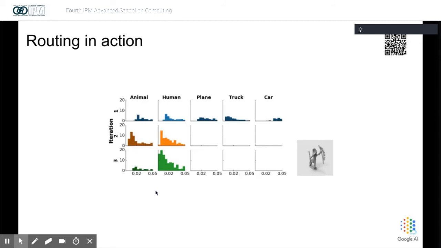This shows another example for a human image. Interestingly, after the first step, animal and human get boosted. This indicates that their part-whole relationships are quite similar.